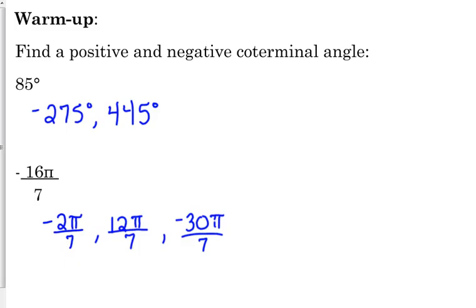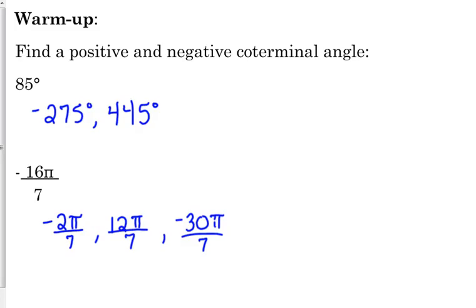For the radians, remember, we drop a pi, we add or subtract 2, turn it into a fraction, and stick pi back in there. So this negative 16 pi over 7 is more than one revolution. So when you add 2 pi, you're still negative. So you get negative 2 pi over 7. Add it again to get positive 12 pi over 7. But I would also accept negative 30 pi over 7 for a negative coterminal angle if you just automatically subtracted 2 for the negative. Okay?